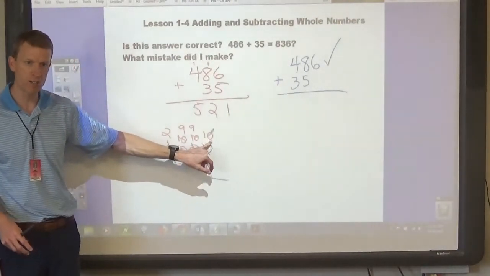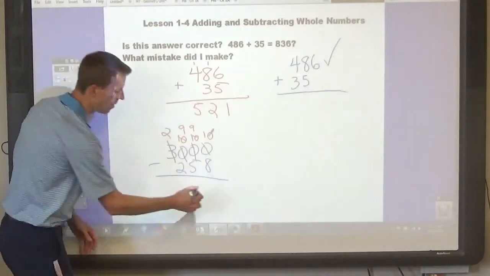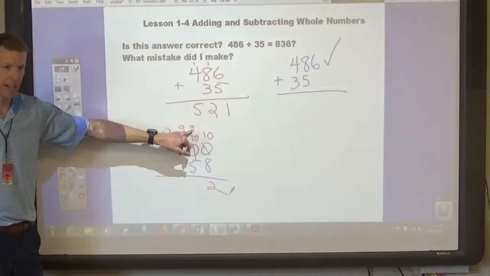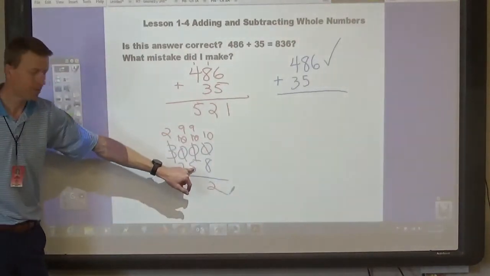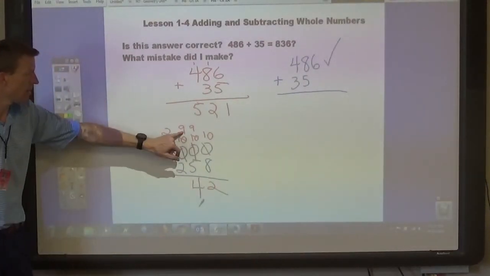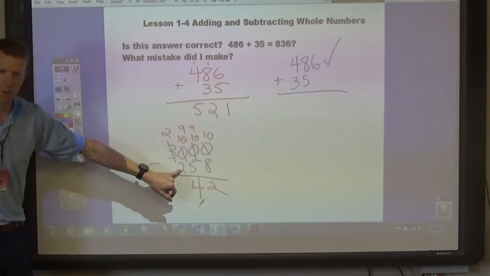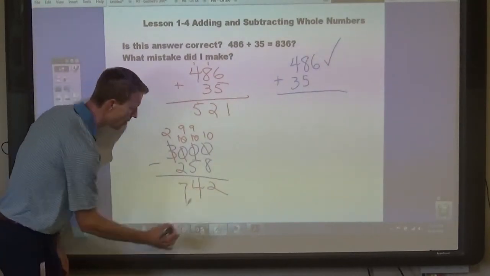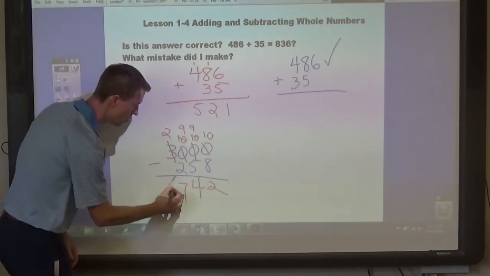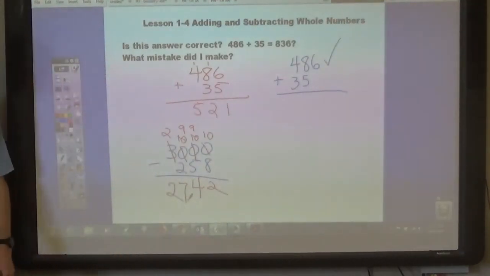So with 10 ones, you can take away 8, and then you have 2. With 9 tens, you can take away 5, and you have 4 left. With 9 hundreds, you can take away 2, and you have 7. And 2,000 minus 0 is 2. Okay?